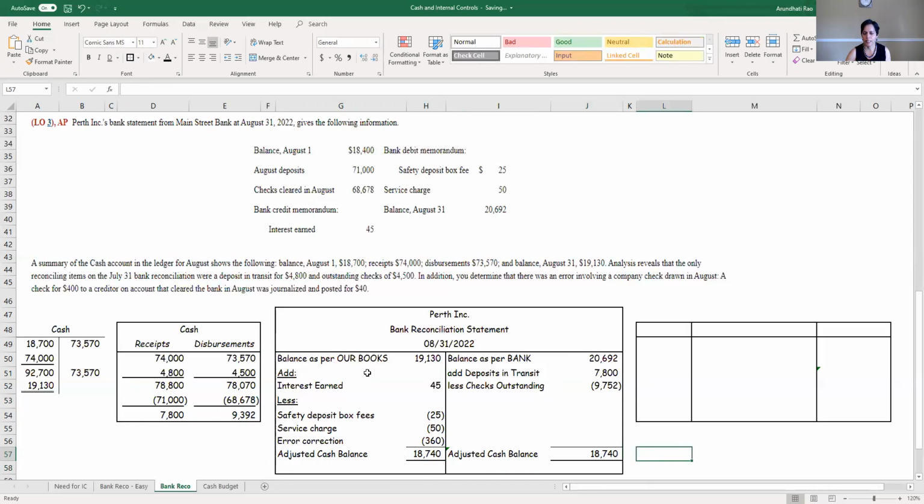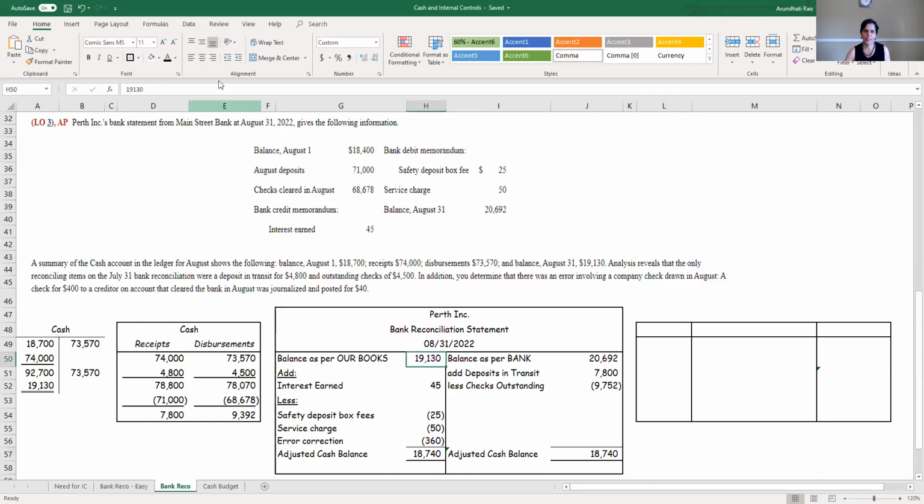So in this exercise, unlike the previous video, in the previous one, you were told what the deposits in transit were and checks outstanding. Here we had to figure these out, which is why I set up the T account and I set up my notes over here to arrive at these numbers. These are just my working notes. This is the official document I have here, bank reconciliation statement.